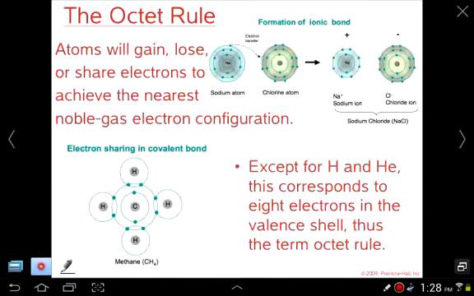Sodium has just one valence electron in its outer shell. Chlorine has 1, 2, 3, 4, 5, 6, 7 electrons. So sodium will give one up, chlorine will accept one. In this case, they'll form positive and negative ions, and that's how we form sodium chloride.